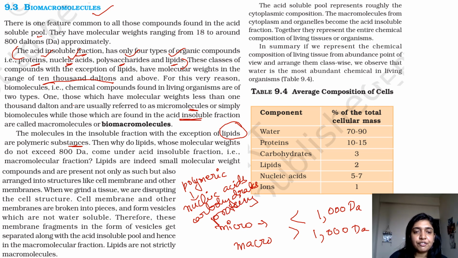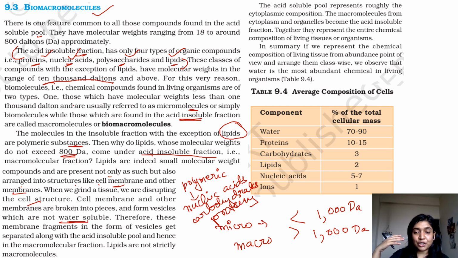Okay, so then why do lipids, whose molecular weight does not exceed 800 Dalton, come under the acid insoluble fraction? Lipids are indeed small molecular weight compounds and are present not only as such but also arranged into structures like cell membrane and other membranes. When we grind a tissue, we are disrupting the cell structure. Cell membrane and other membranes are broken into pieces and form vesicles, which are not water soluble.